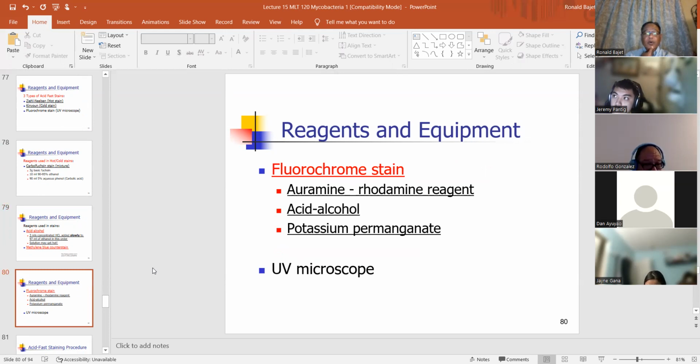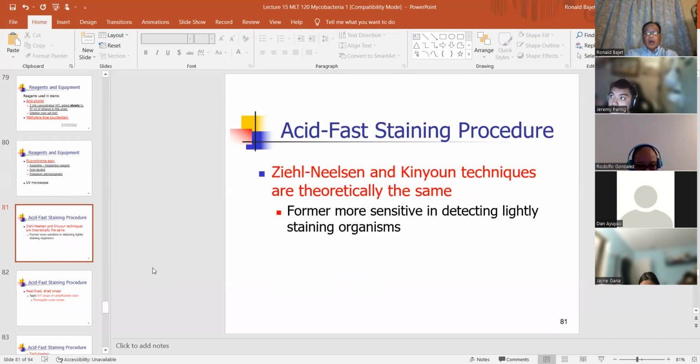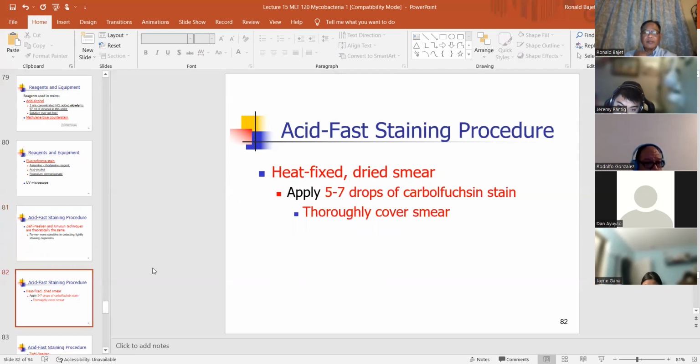The fluorochrome stain uses auramine rhodamine reagent. So remember that reagent, auramine rhodamine, is the reagent for the fluorochrome stain. It uses acid alcohol, and the counterstain is potassium permanganate. It's not methylene blue. And it requires the use of an ultraviolet microscope. The Ziehl-Neelsen stain and the Kinyoun stain techniques are theoretically the same. It's just that the former is more sensitive in detecting lightly staining organisms.